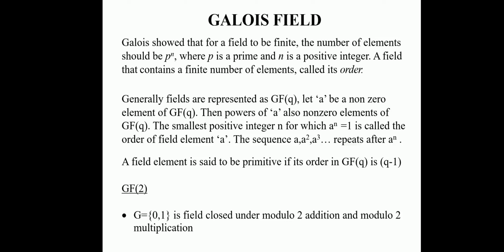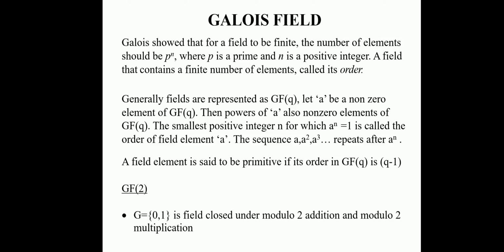Generally, a Galois field is represented as GF of Q. That means we have elements from 0 to Q minus 1, and its order is Q itself. And we are taking a non-zero element from this Galois field of Q. So now we can take a non-zero element as A. Then the power of A is also a non-zero element of Galois field of Q. That means we can represent A as A raised to 1, A raised to 2, A raised to 3, etc. So those powers should also be in this Galois field of Q. And the smallest positive integer n for which A raised to n equals 1 is called its order.